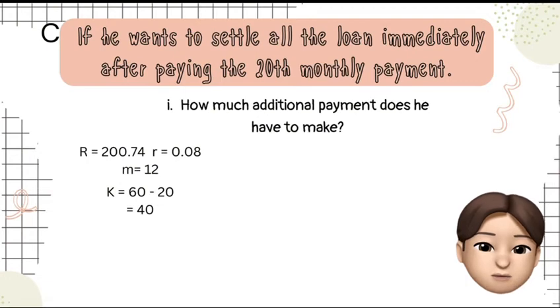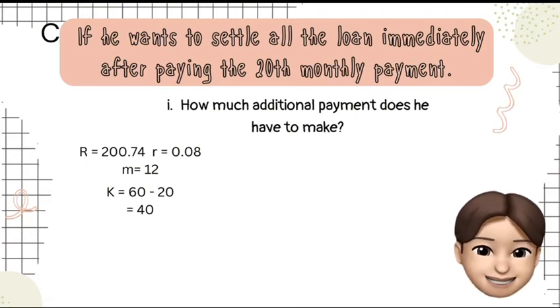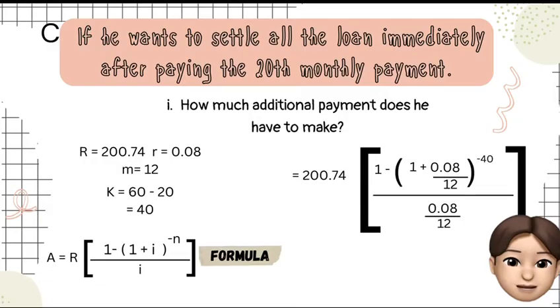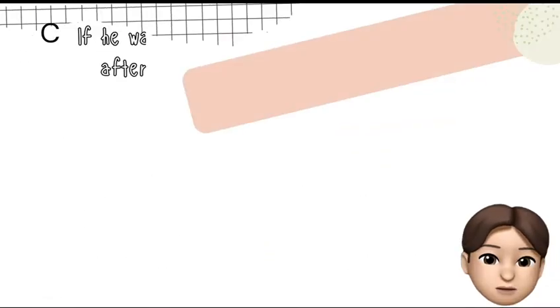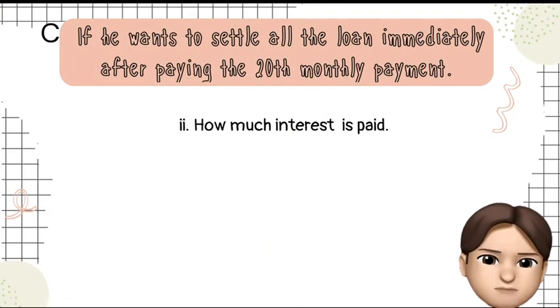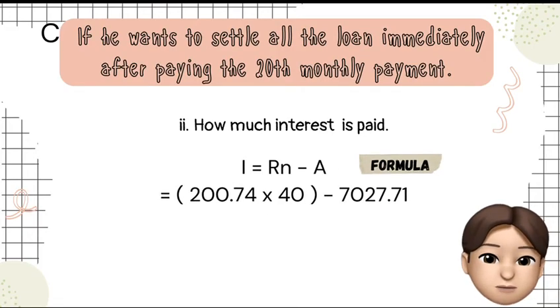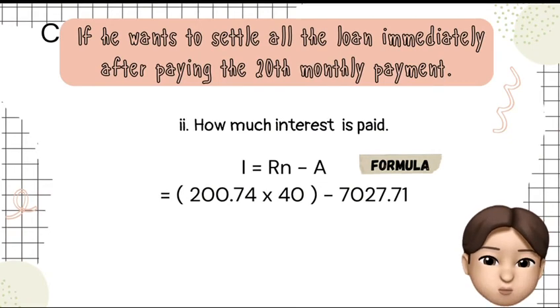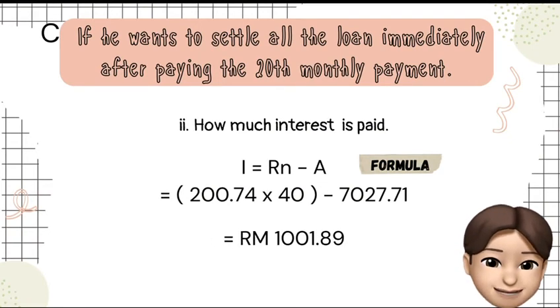So the formula is A equals R, the bracket 1 minus 1 plus i, to the power of negative n, divided by i. So we substitute all the values into the formula of A and we will get the answer, RM 7,027 ringgit and 71 cents. So for C2, how much interest is paid? We have to use the formula of I equals Rn minus A. We substitute the value of R 274 cents, n equals 40 and A equals 7,027 ringgit and 71 cents, and we will get the answer, RM 1,001 ringgit and 89 cents.